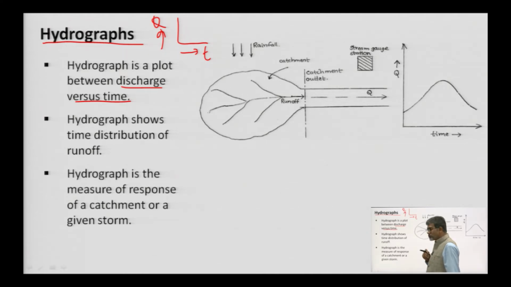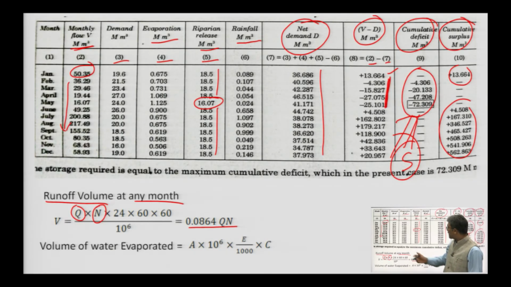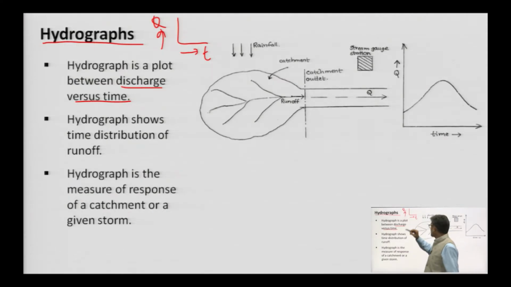In the mass curve and flow duration curve, the data was very long; in the previous example, one year of data was there. But in the case of hydrographs, the time interval is much shorter, say 0 to 10 hours, or 0 to 15 hours at maximum. So these are short-term graphs between Q and T.